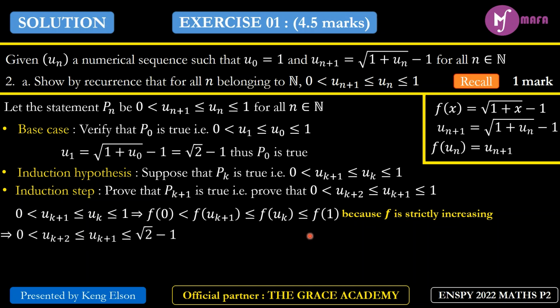Alright, now what is f of 0? Our f of 0 is actually 0. If you compute it here, it is the square root of 1 plus 0, minus 1, which is root 1 minus 1, which is 0.